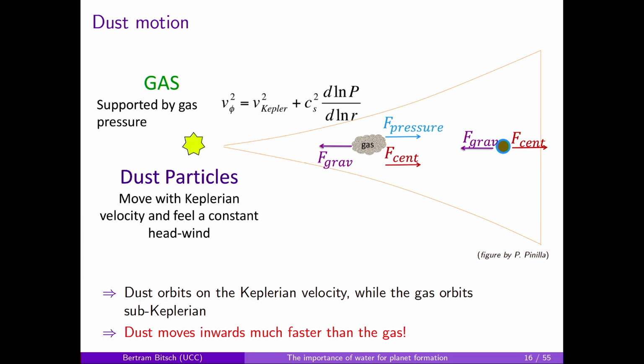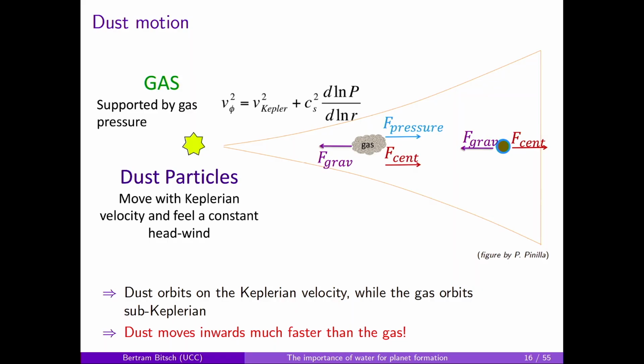Now this radial pressure gradient actually supports the motion of the gas. So the azimuthal motion of the gas is actually supported by the pressure force. So the gas actually orbits at a slightly sub-Keplerian velocity. On the other hand, our small dust grains don't care too much about this pressure gradient, so they want to orbit at a Keplerian velocity.